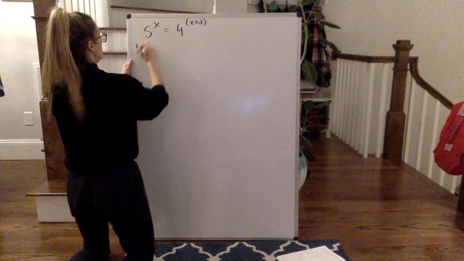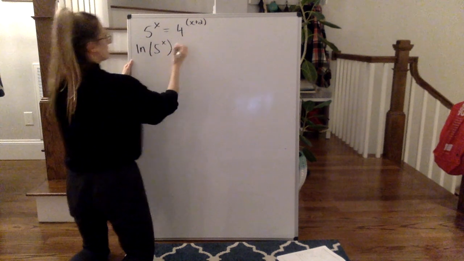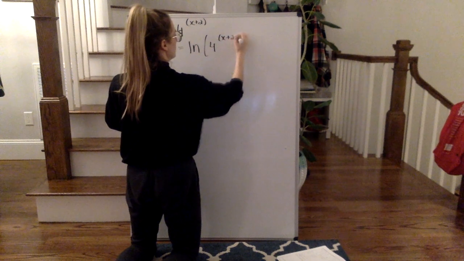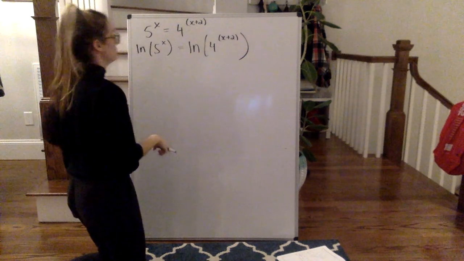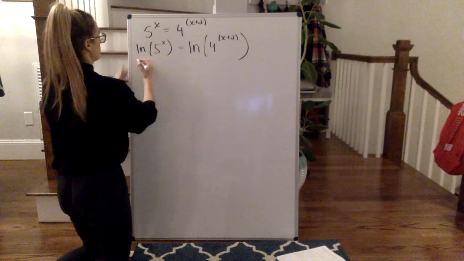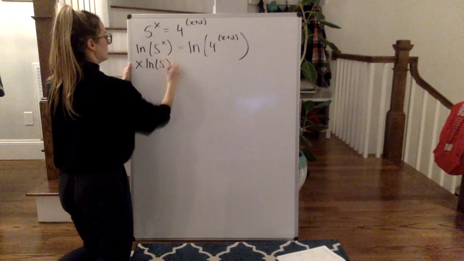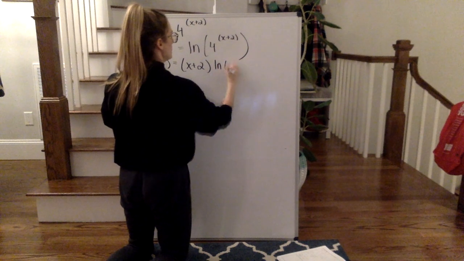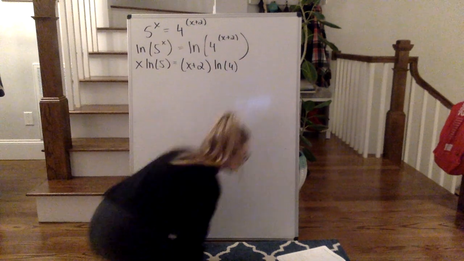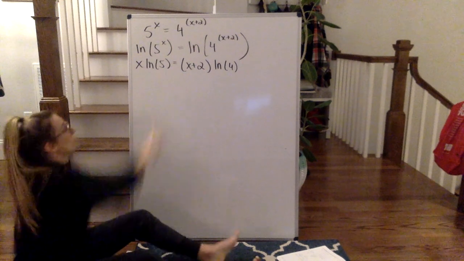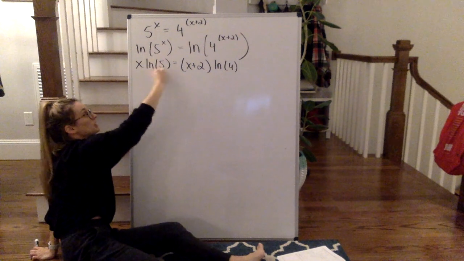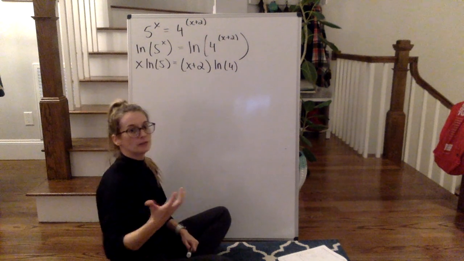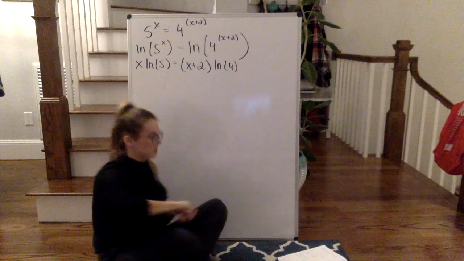I'm going to take the ln of 5 to the x and the ln of 4 to the x plus 2. What you do to one side, you do to the other. Power property. Drop it in front. x ln of 5. Again, power property. x plus 2 times the ln of 4. Okay, so from here, remember, ln of 5, that's just a number, right? So this is some number times x. And likewise here, ln of 4 is just a number. So I have some number times x plus 2.